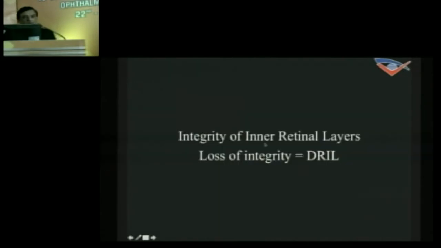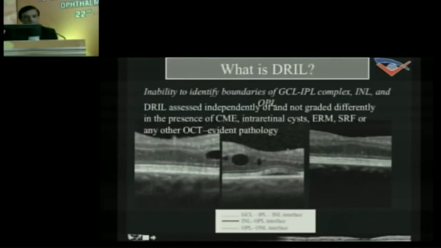Then we come to identifying the integrity. So now you look at the retina, the inner layers and the outer layers. And integrity of the inner layers is known as DRIL. So this was a beautiful paper which came up in 2014, where there was inability to identify the boundaries between the ganglion cell layer, inner plexiform layer, and inner nuclear layer.